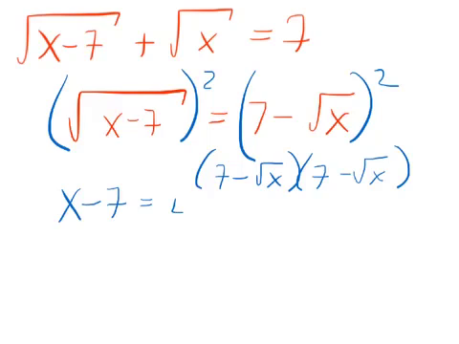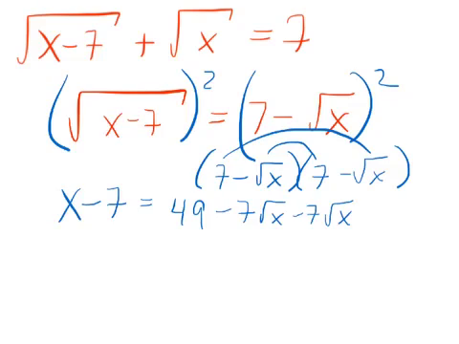First term, 49. Then outer is going to be 7 times negative root x. So negative 7 root x. Inner is negative root x times 7 again. So if you've picked up on it, you're welcome to just put negative 14 root x. That's fine. And the last part is going to be a negative negative, which is a positive. But what's root x times root x? Yeah, it's root x squared, which is just really x. Okay, so the middle terms, you can make 14 to make it easier.